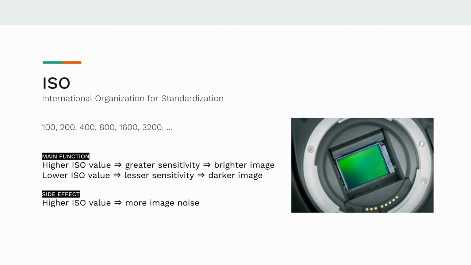However, each of the elements in the exposure triangle has its own individual side effects. And for ISO, a higher ISO value will mean more image noise. This is most often the case in dark situations, situations of low light. This has something to do with the signal to noise ratio, which is, again, for your information.